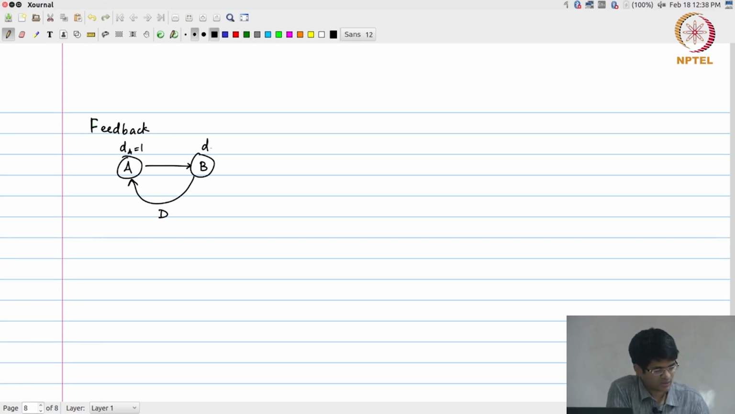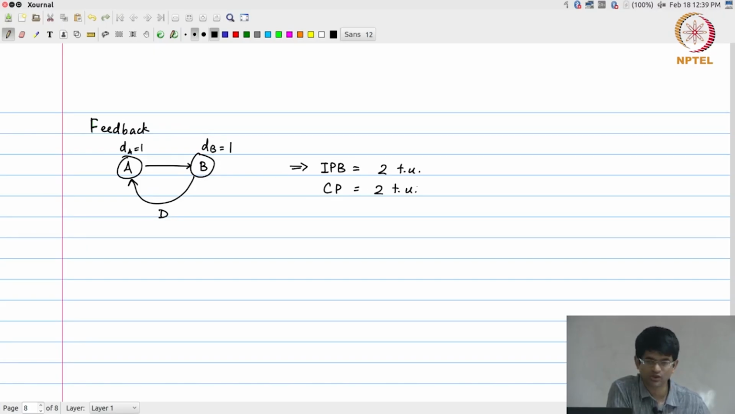Let us say dA is equal to 1, dB is equal to 1. The iteration period bound in this case is going to be how much? This has a loop, therefore there is an iteration period bound which is not 0, and in this case it is going to be 2 time units. What is the critical path through this? Also equal to 2 time units.